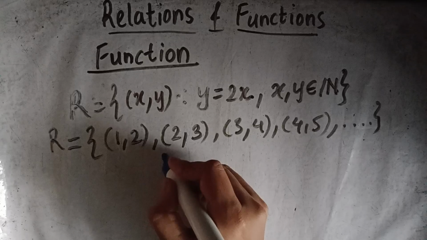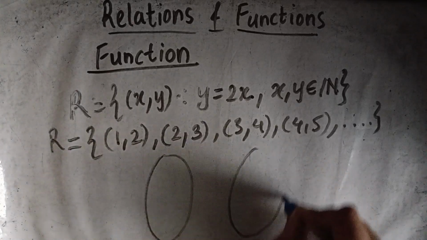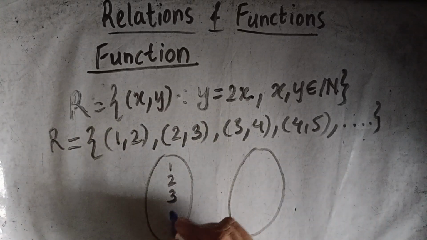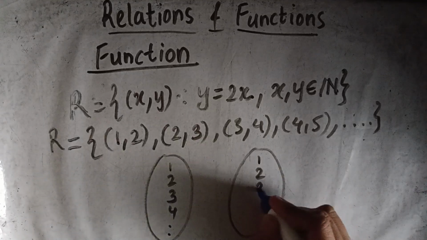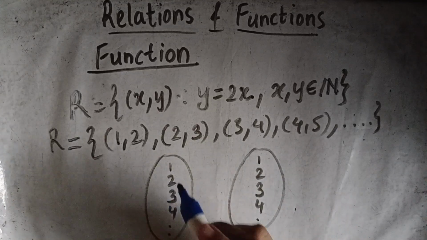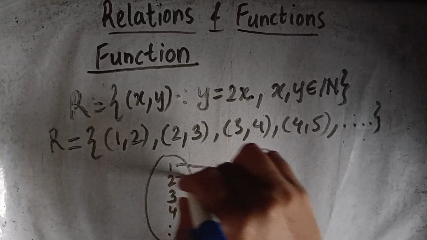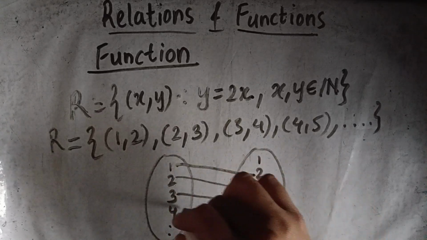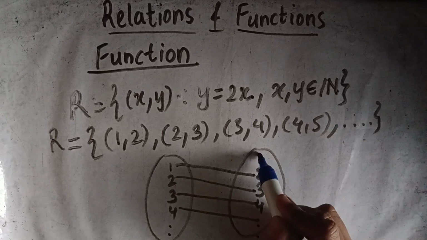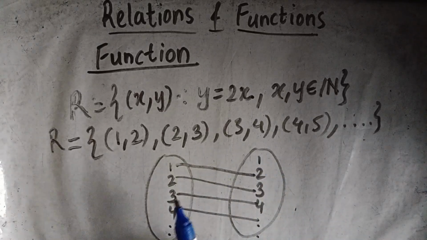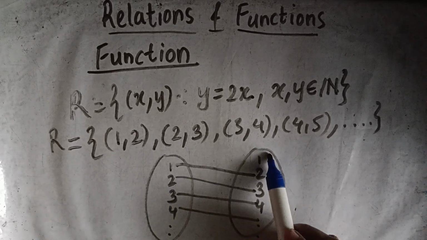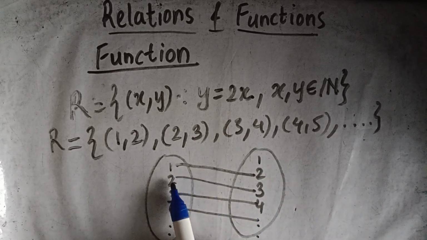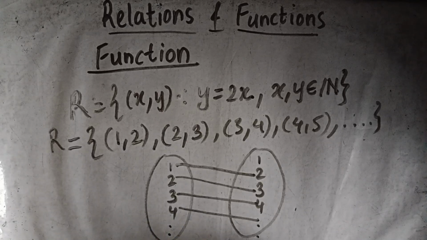Now let's draw this. So here 1, 2, 3, 4 and so on. 1 is mapped to 2, 2 is mapped to 3, like this. This one remains. So every element in set A is mapped to an element in set B, and every element in set A has a different image, so a unique image in set B. Right? So this is a function.